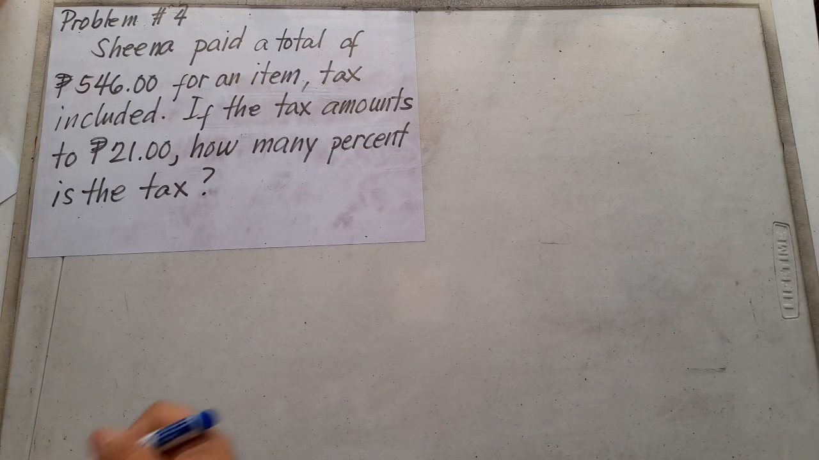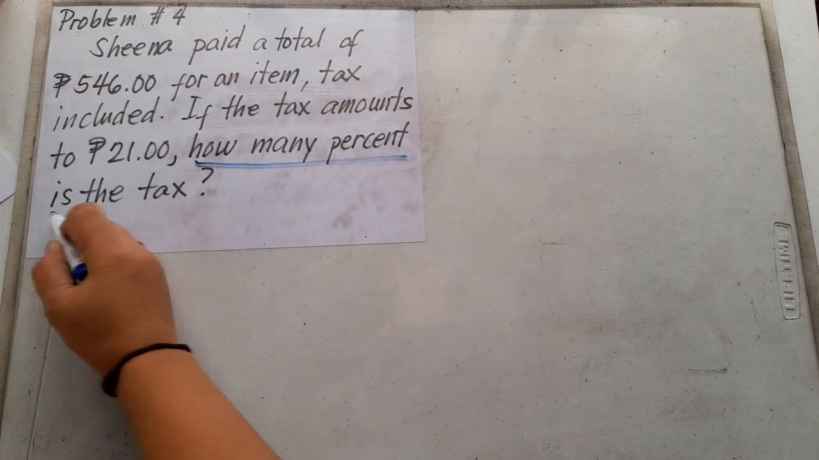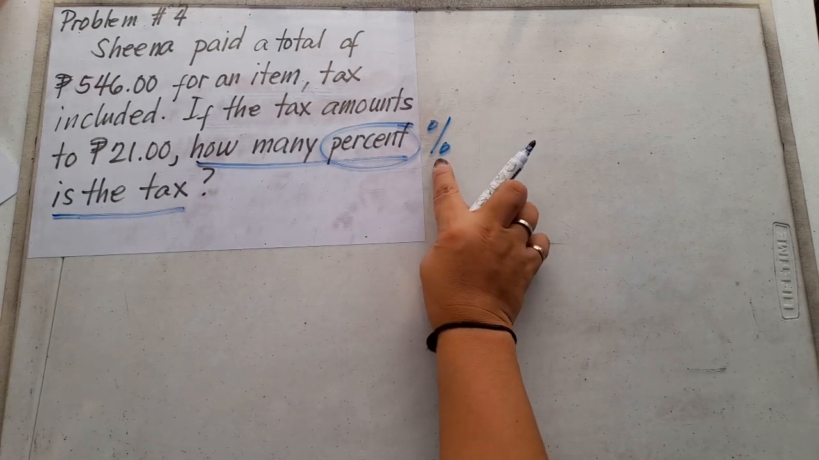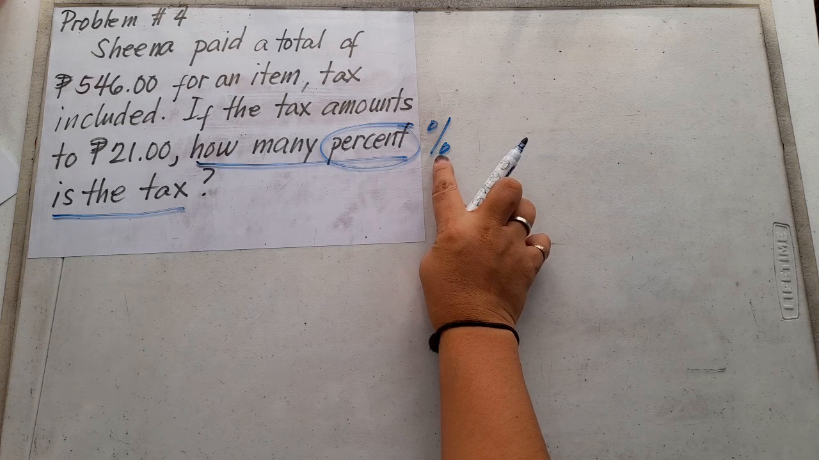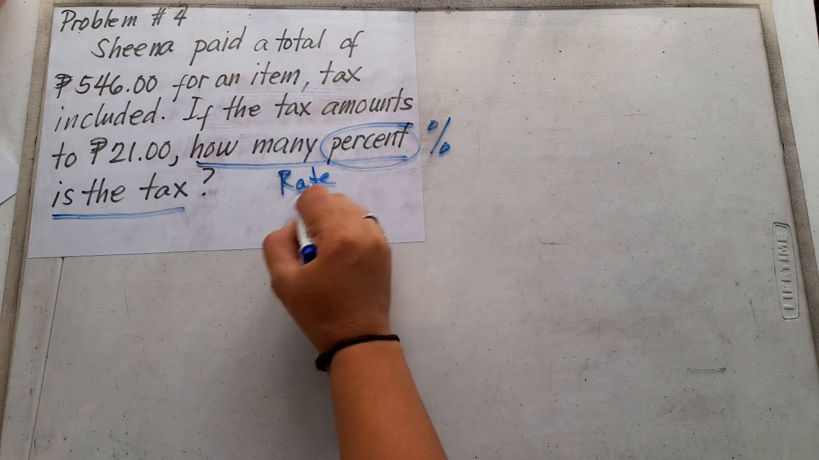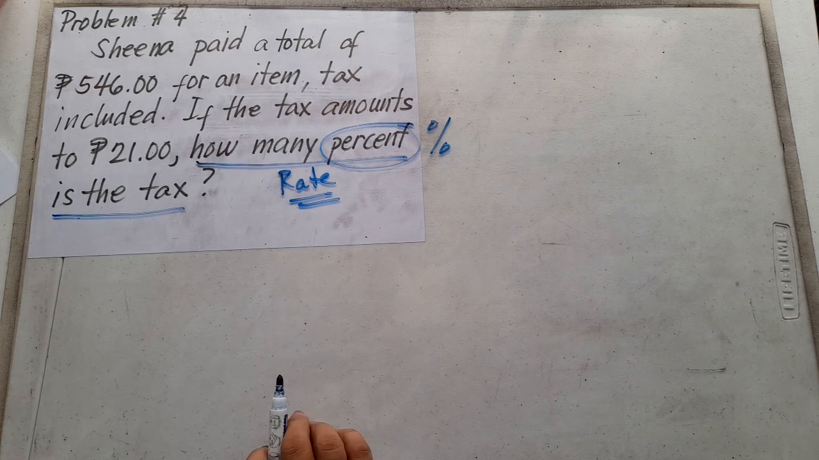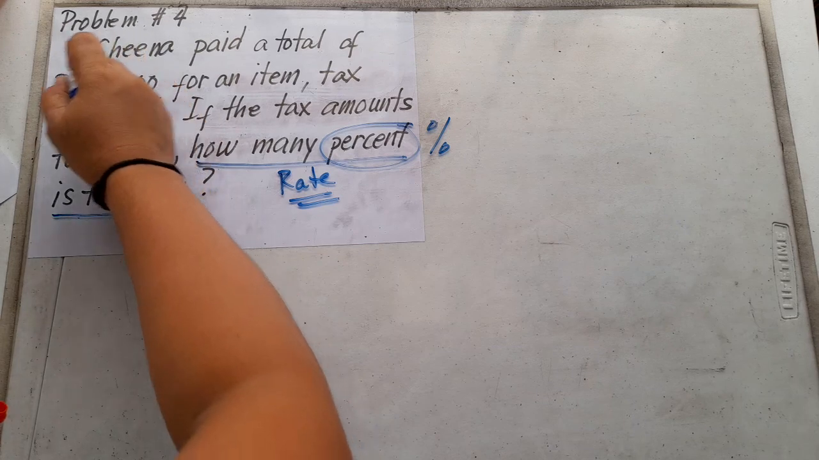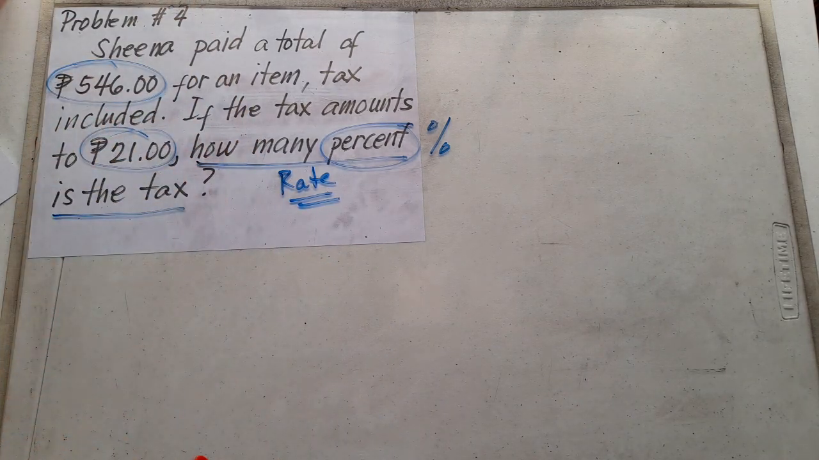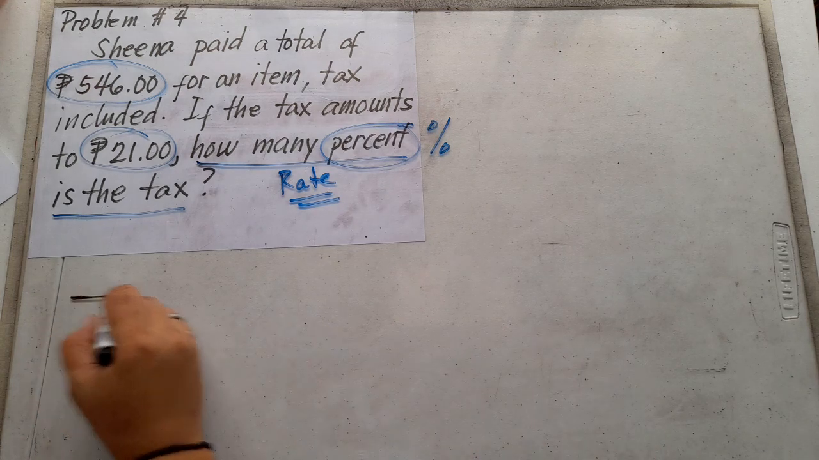So, anong ibig sabihin ng how many percent is the tax? Percent, this is transcribed as this symbol, no? With this symbol. So, ibig sabihin, ang hinahanap natin ay rate. So, we are looking for the tax rate. And we have two amounts, 546 at saka yung 21 pesos. Okay, let's have our table.